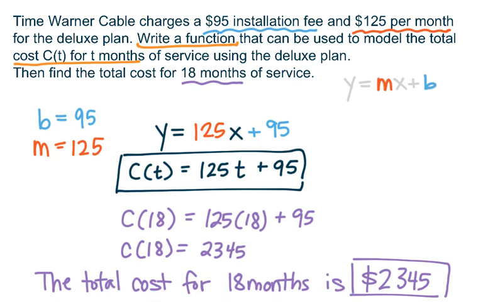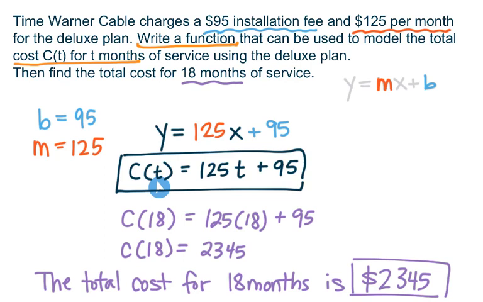So when you're writing this out on a test, you wouldn't need to write that whole sentence, but you do need that dollar symbol to say that, hey, this represents a quantity of money. But when we're trying to understand these problems, it really does make sense to write the whole sentence out. So the total cost, again, for 18 months of service is $2,345.